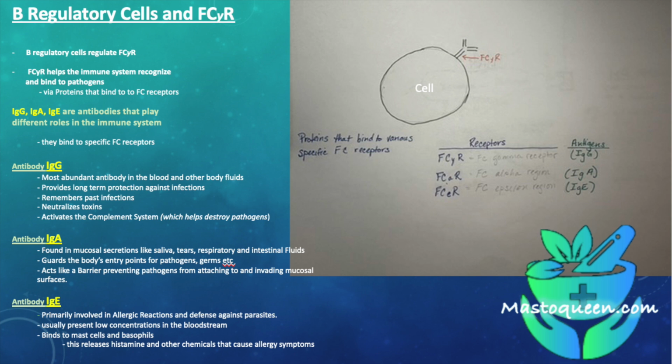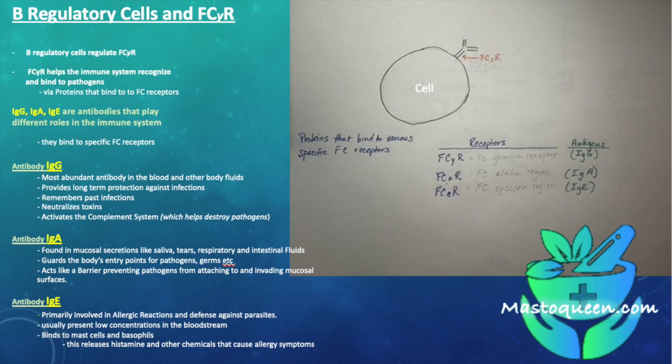That's what creates the chain that links everything together. So the IgA antibody is found in mucosal secretions like saliva, tears, respiratory, and intestinal fluids. It guards the body's entry points for pathogens or germs. It acts like a barrier, preventing pathogens from attaching to and invading mucosal surfaces.